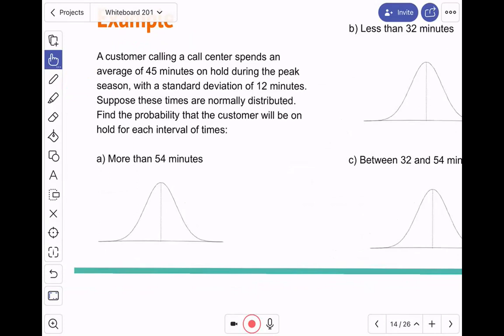So here's what we have. It says a customer calling a call center spends an average of 45 minutes on hold during the peak season, with a standard deviation of 12 minutes.